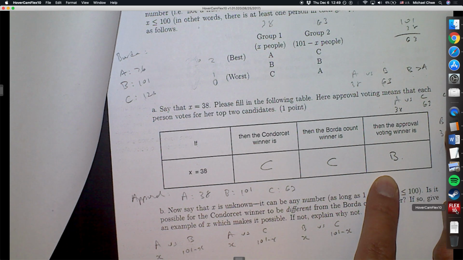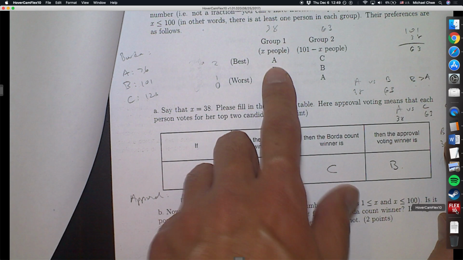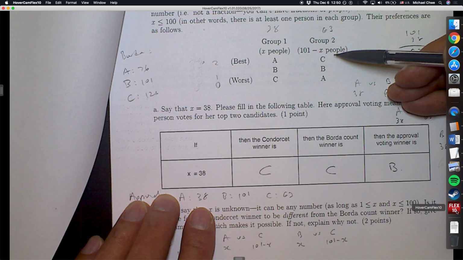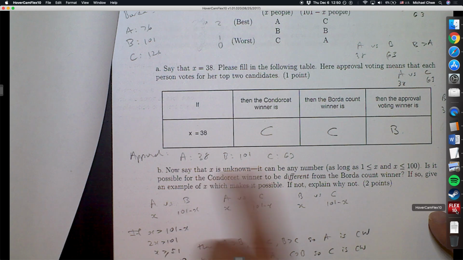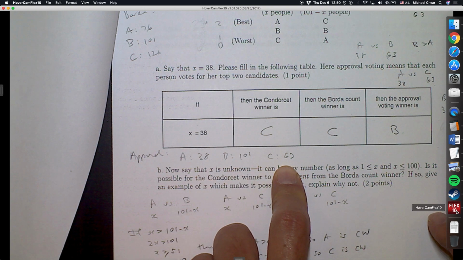Did you guys get B? Okay, that makes sense because everyone likes B a little bit. So approval voting is 1, 1, 0, right? So I think B gets 101 approval votes. A gets 38, C gets 63. Okay, any questions about that?